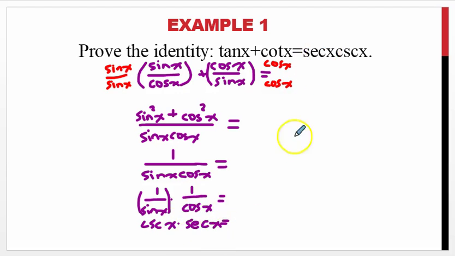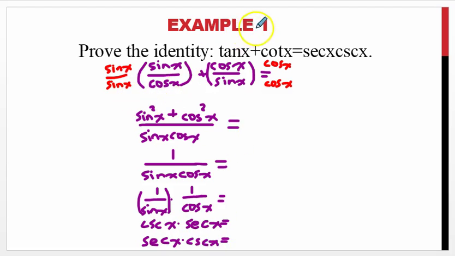And it practically matches what I have on the other side, but it is important to note as a step here that yes, we are allowed to change the order for two numbers being multiplied. 2 times 3 is the same as 3 times 2. So it is okay for me to replace the previous step, cosecant times secant, with secant times cosecant instead.